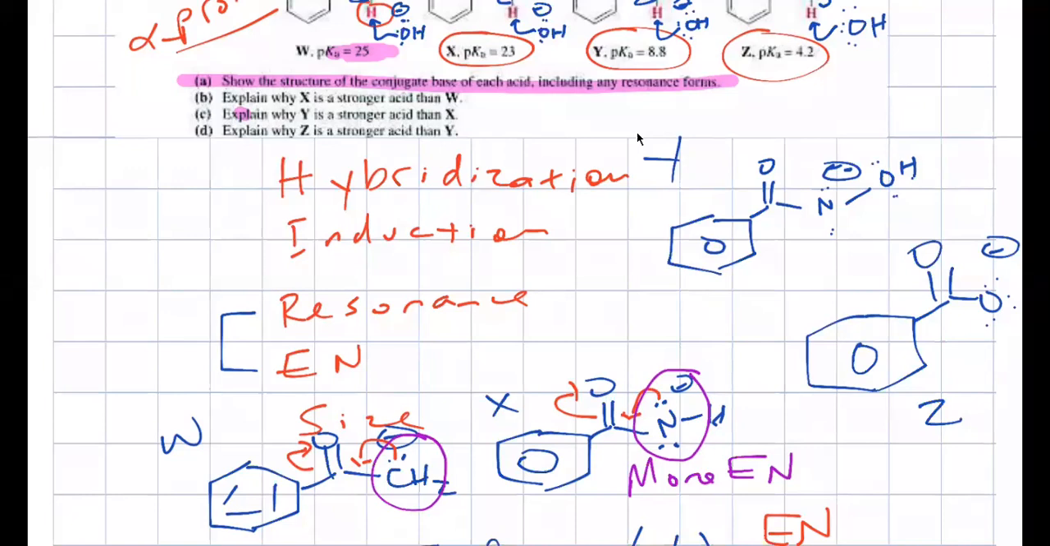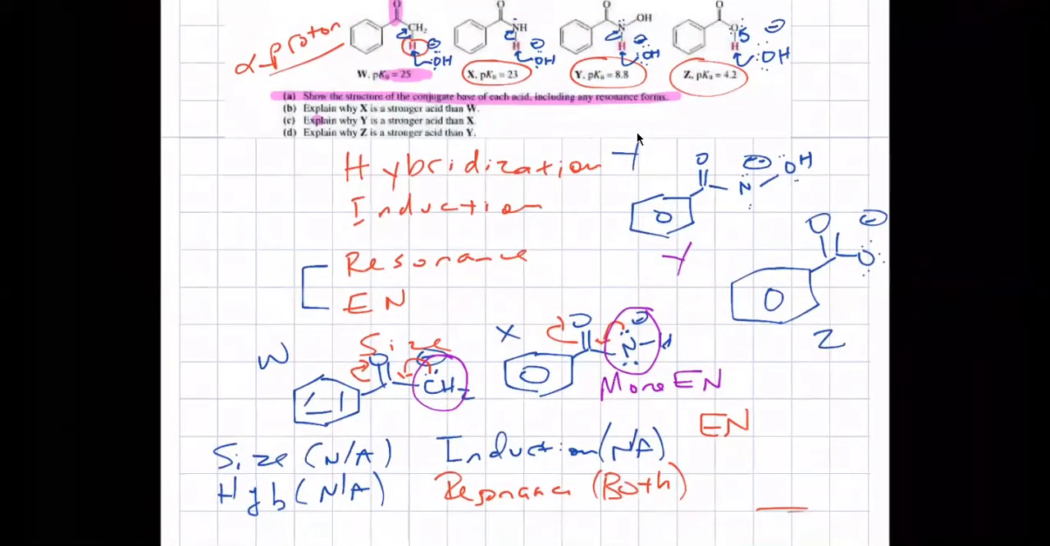All right. Now let's look at the next one. It says, explain why Y is a stronger acid than X. Okay, we have a couple of factors at play here. Let's look at Y. Y is over here, and we've already looked at X. We know X's conjugate base is basically stabilized by resonance and electronegativity. Is that right?